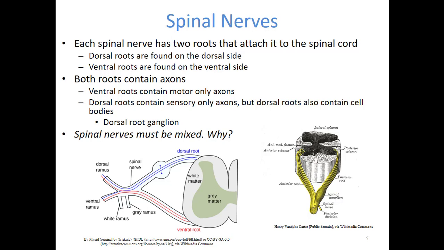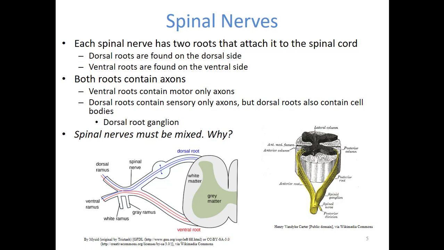As we've learned before, a ganglion is a group of neuron cell bodies found in the peripheral nervous system. So because we're not talking about the spinal cord or the brain here, we're talking about a structure outside the CNS, this group of cell bodies will be called a ganglion. And because the group of cell bodies is located along the dorsal root, it's called the dorsal root ganglion. Inside of the dorsal root ganglion, we see the cell bodies of many sensory neurons.